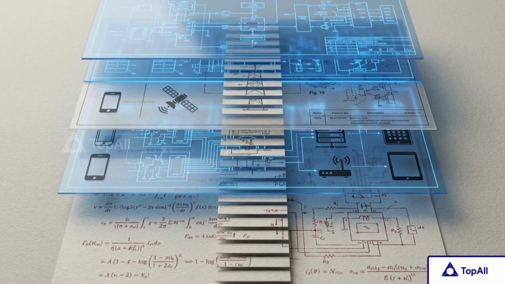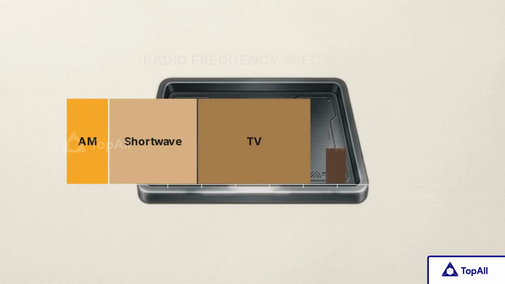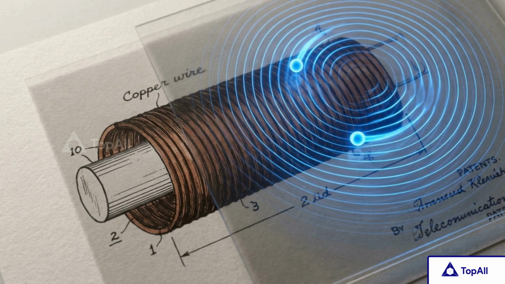Climbing this ladder from the kilohertz to the megahertz ranges opened up the wider lanes necessary to carry the dense data of the modern world. This map shows how AM, FM, TV, and UHF function as neighboring but distinct territories on the same electromagnetic highway. Every signal on this map is generated by the same physical phenomenon, the accelerated motion of electrical charges.